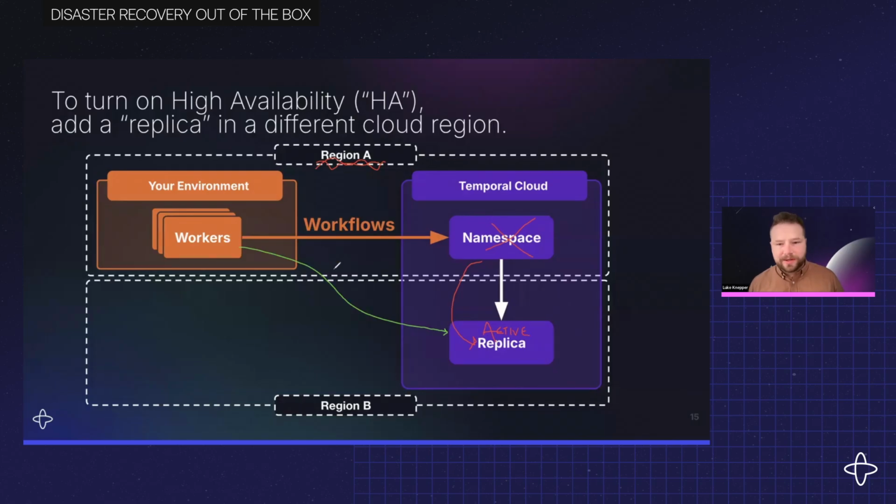So Temporal Cloud updates that endpoint to your namespace, the namespace endpoint, to point to this region now. So your workers will pick that up with DNS. And if you're using public internet, that's all there is to it. They'll just connect cross region.